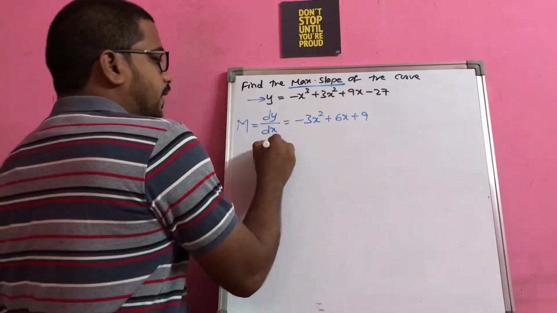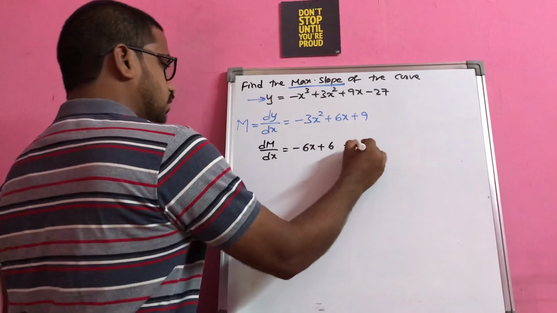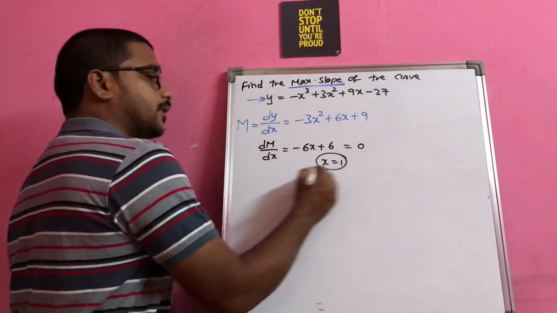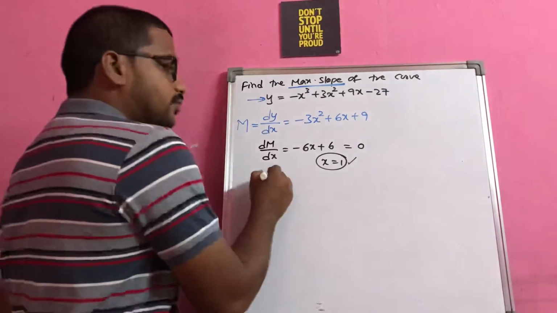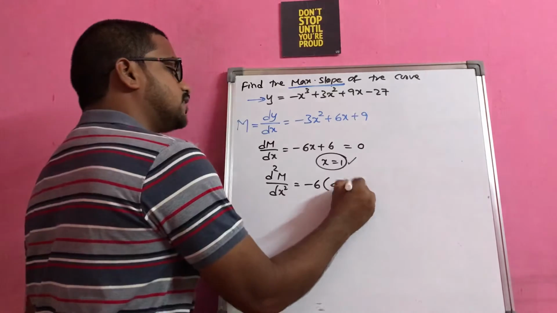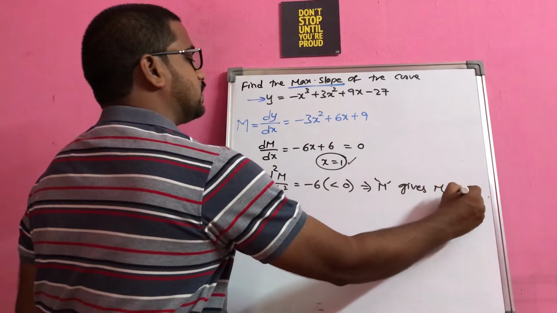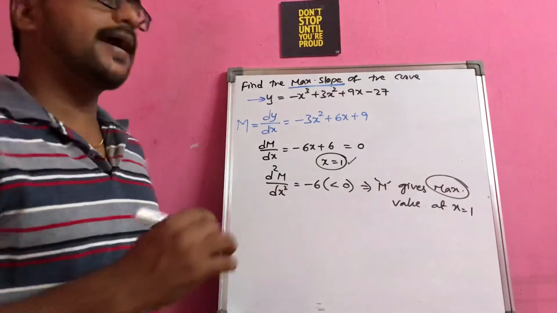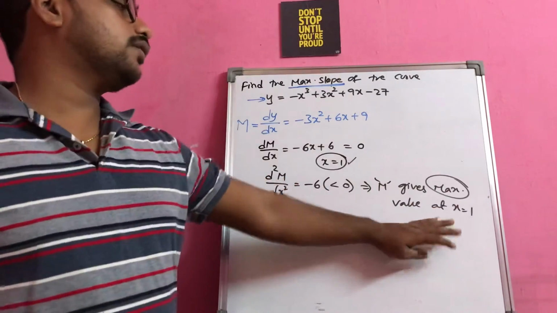So for this we apply our procedures. dM by dx I will find out, that is minus 6x plus 6. I will equate this to 0. I am getting x is equal to 1. This is my turning point, but I am getting only one turning point. I cannot conclude whether it is giving maximum or minimum. So I will find the second order derivative, d square M by dx square, which is equal to minus 6, that is less than 0, indicating M gives maximum value at x is equal to 1. Right? So we are concluding that M is giving the maximum value at x is equal to 1 using the second order derivative test.